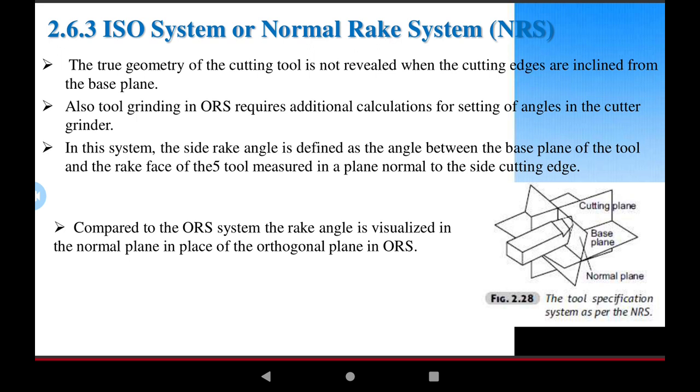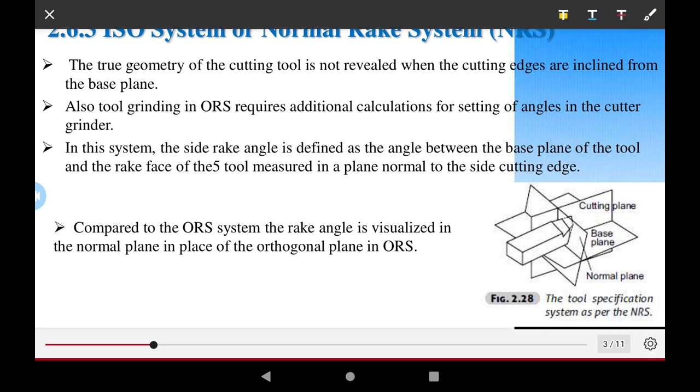Compared to the orthogonal rake system, in the normal rake system the rake angle is visible in the normal plane. This is the tool, and this is the base plane. The base plane is the cutting plane for this tool, and this is the cutting plane for the workpiece. This is the normal plane. The tool specification system is the normal rake system.